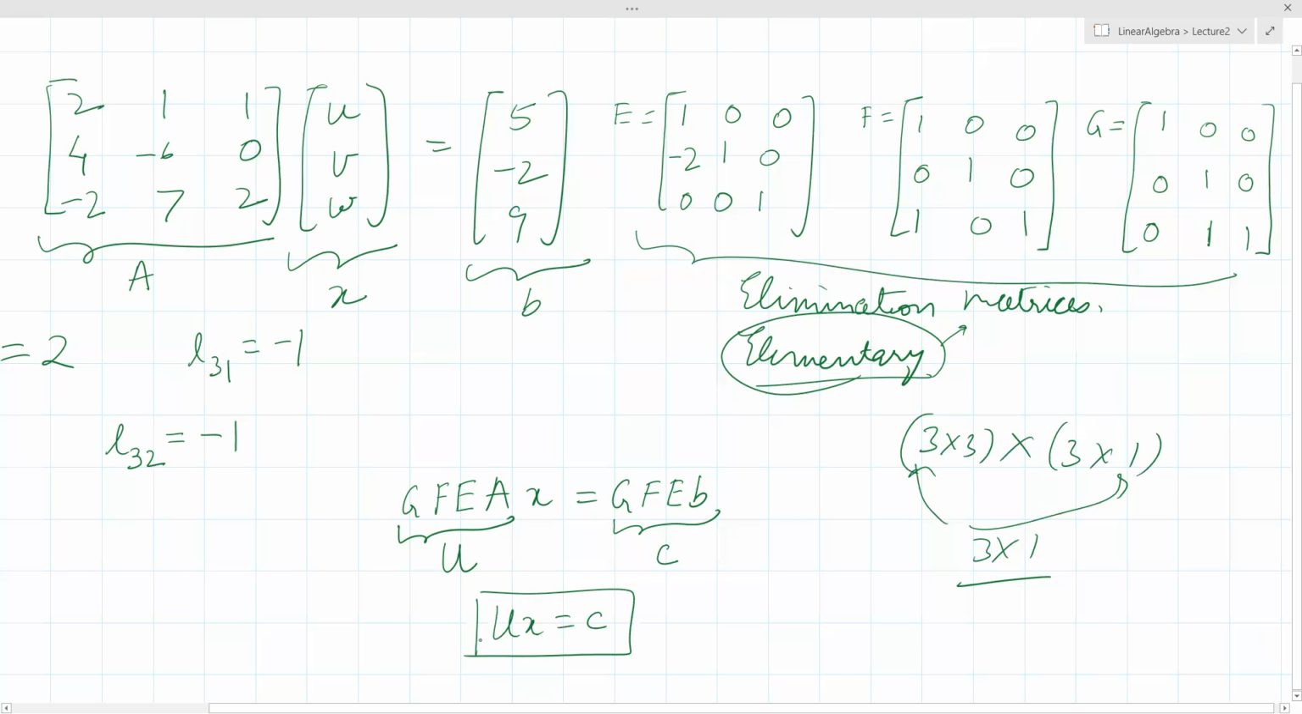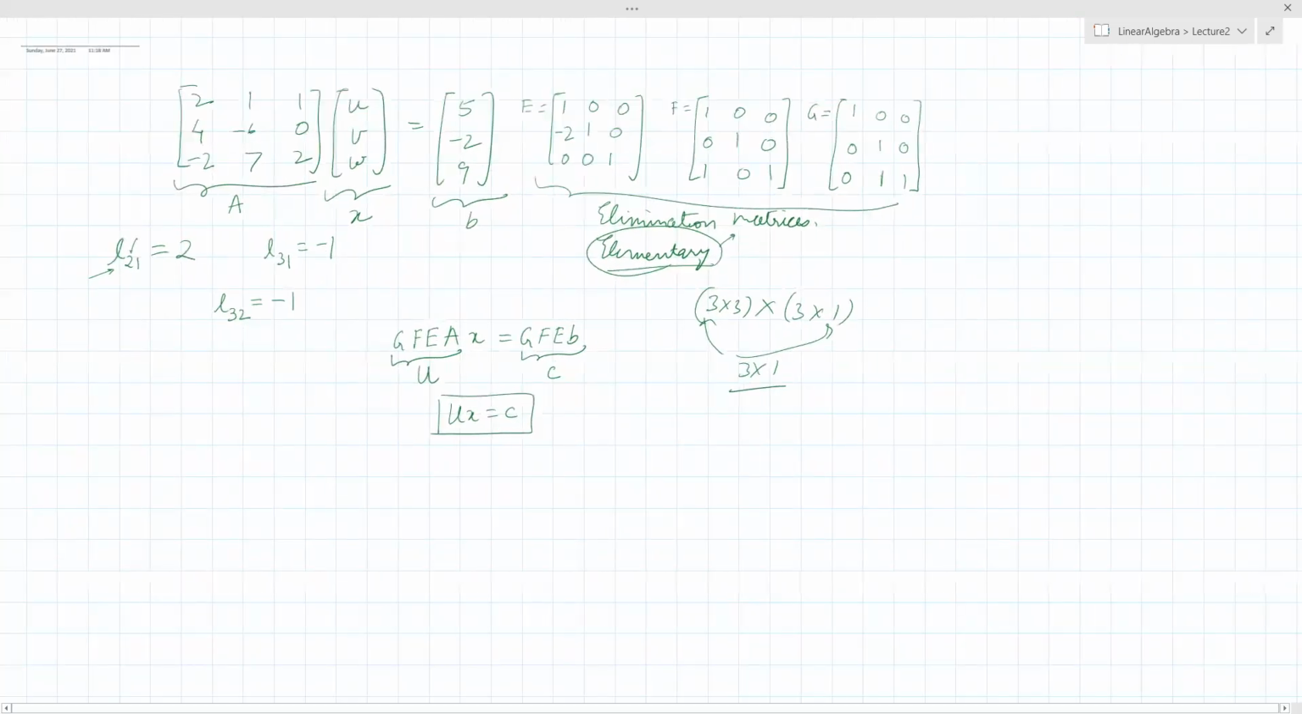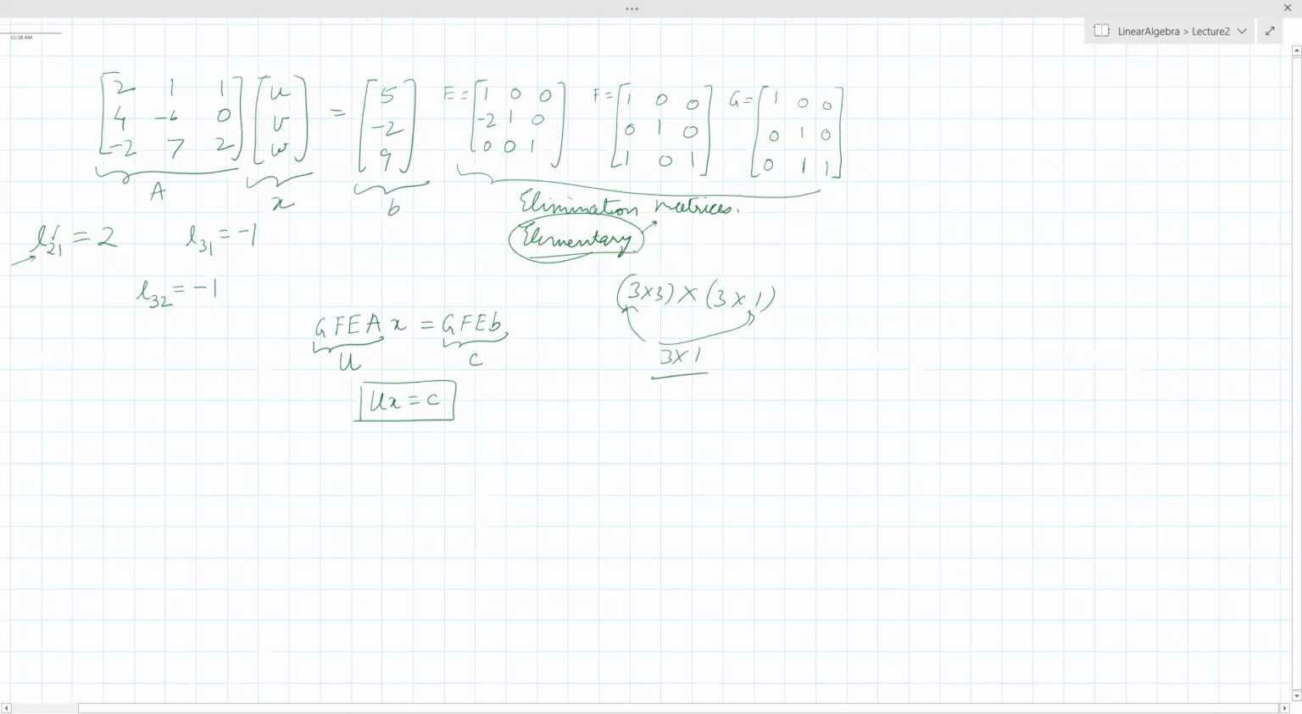So now let me start a new page, or let me use the Zoom. Can you see it clearly or no right now? It is clear. Yes, sir. Okay, great.